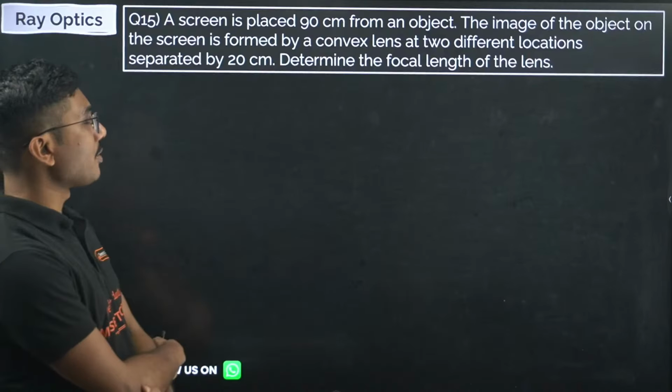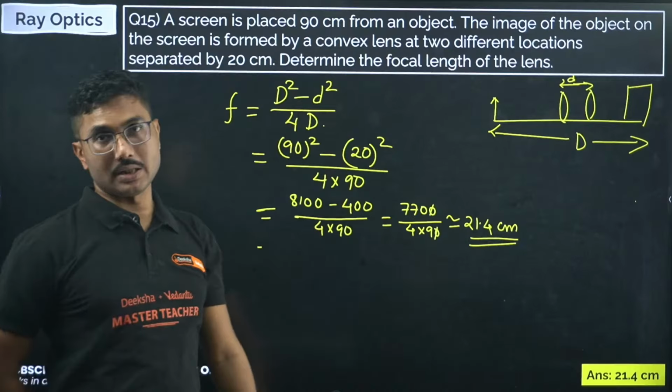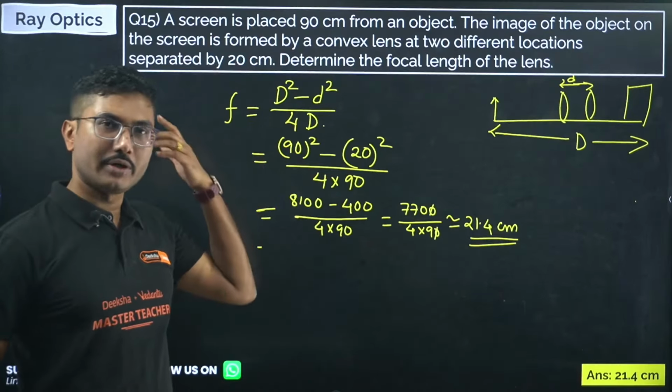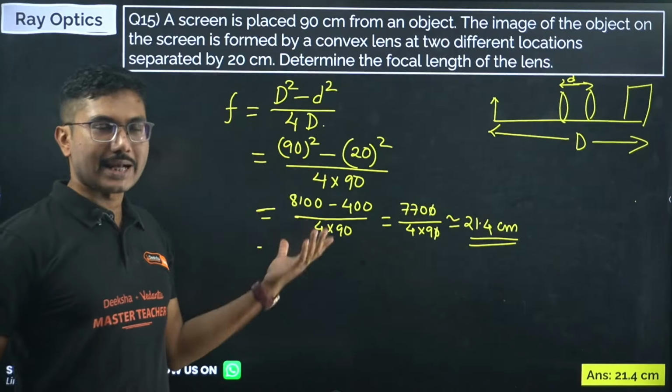21.4 should be the answer. This is an easy problem, just to give you an idea that if you see this kind of question, you do not need to do this derivation. The question is actually complicated if you try to solve it in the conventional method. But if you know this formula, you can directly use it. Yes, it is allowed, it is accepted, and you can get the answer.